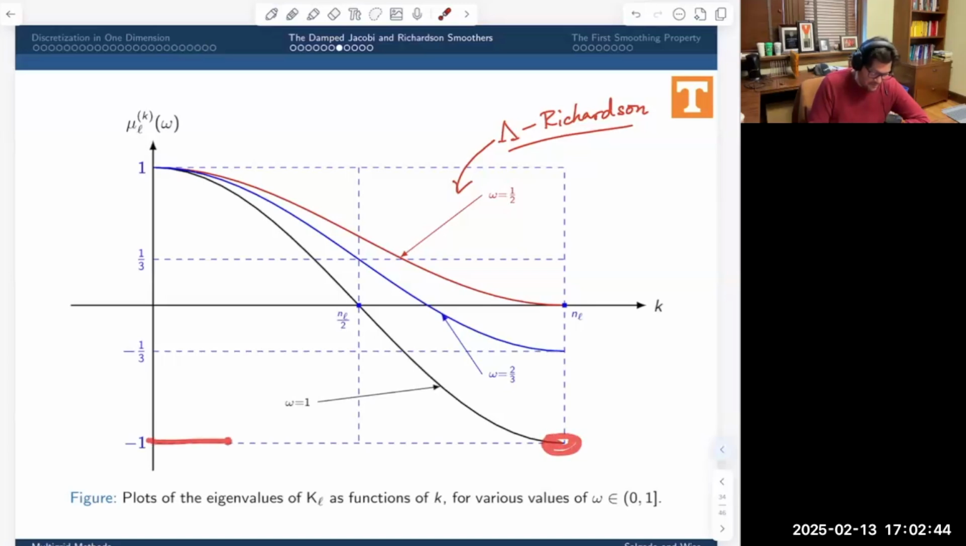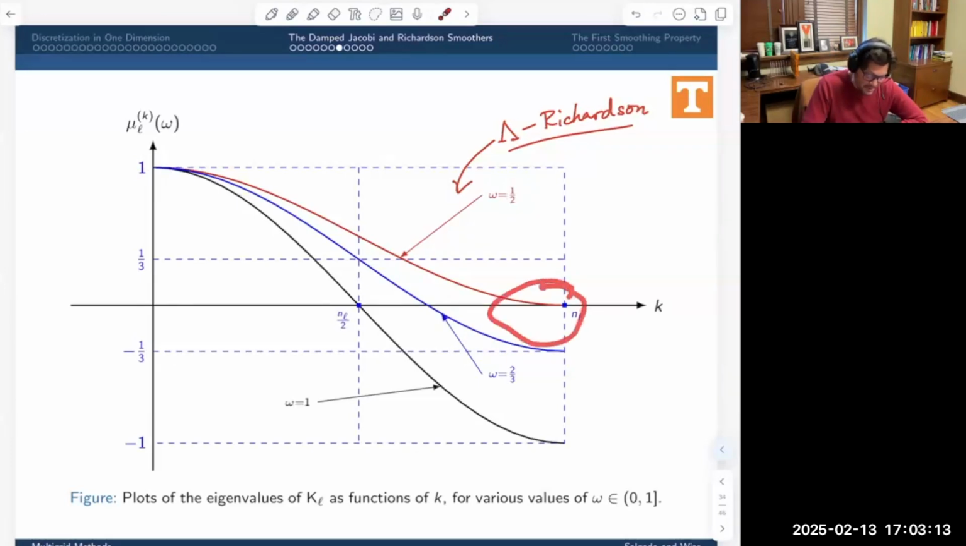This is exactly equal to 1, so there's no damping action happening. The only damping I'm getting is near the midpoint of the high frequency, low frequency range. Now, all of these curves, no matter what values of omega I choose, for the very lowest frequency terms, all of them basically do no damping at all for the lowest frequency modes. And that's what's exhibited here. There's no damping action at all.